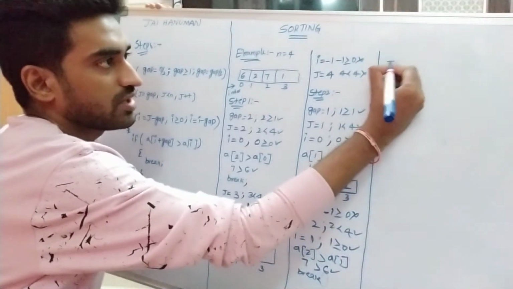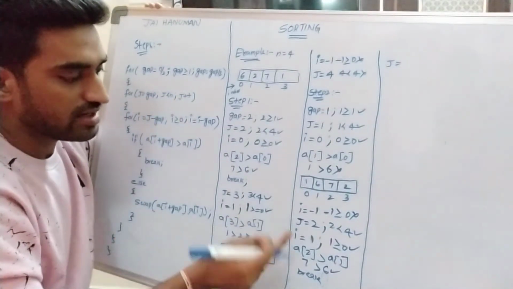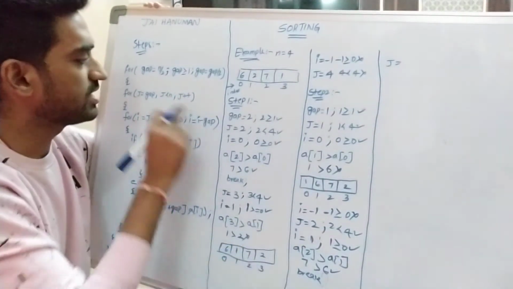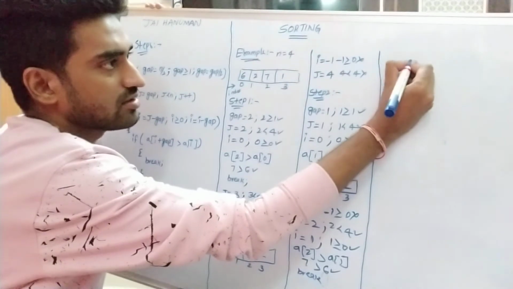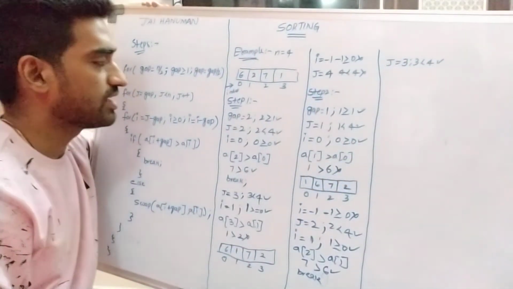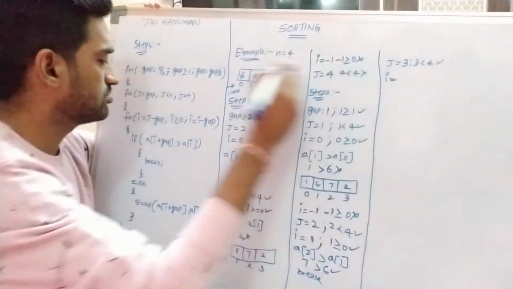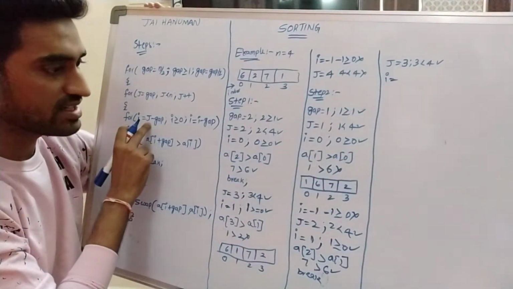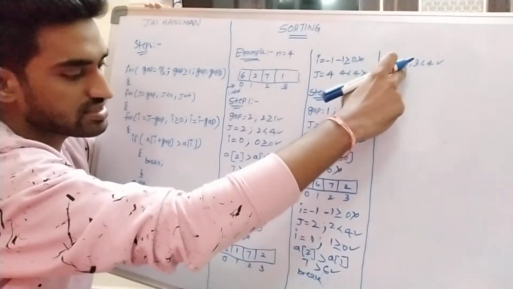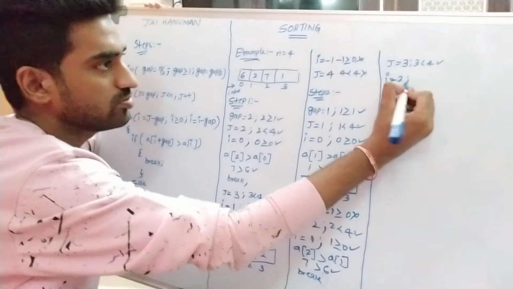Now J is incremented by 1. What is the J value? Previously the J value is 2. Incremented by 1, 3. 3 less than 4. Condition is true, right? Then we are checking this one. I is equal to J minus gap, 3 minus gap, 3 minus 1, 2.